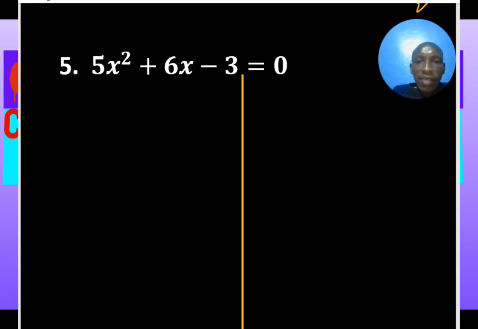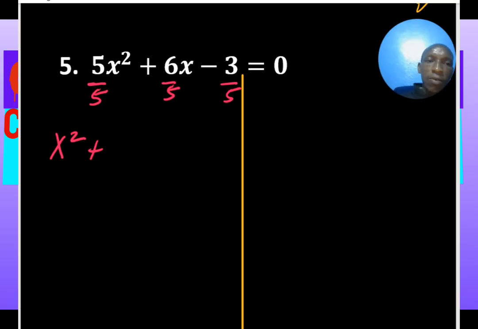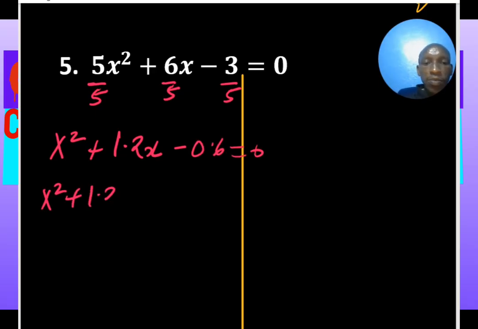5x squared plus 6x minus 3 is equal to 0. So remember, the first step, divide everything by 5. This one gives us x squared plus 1.2x minus 0.6 is equal to 0. x squared plus 1.2x plus c is equal to 0.6 plus c.